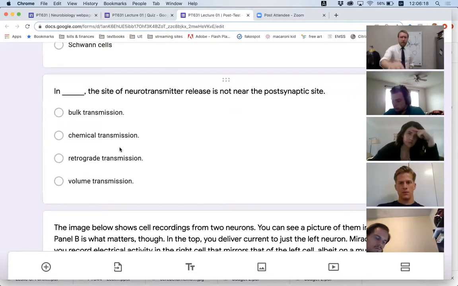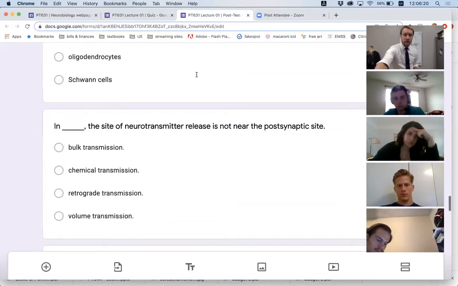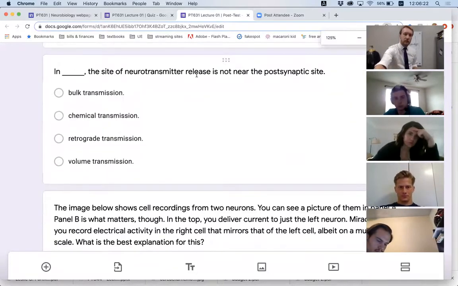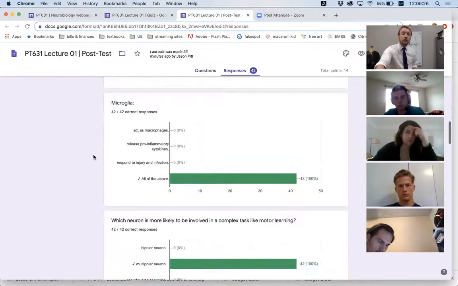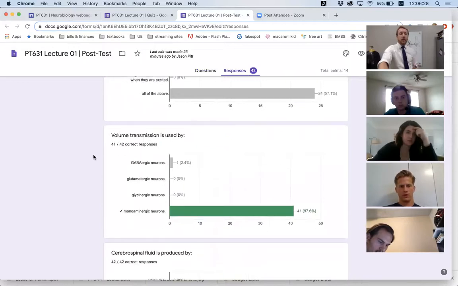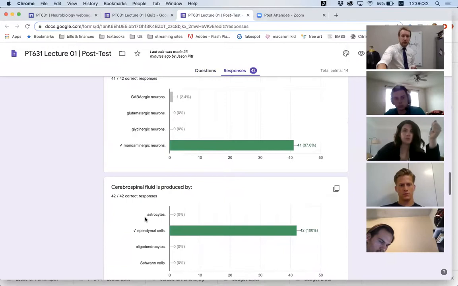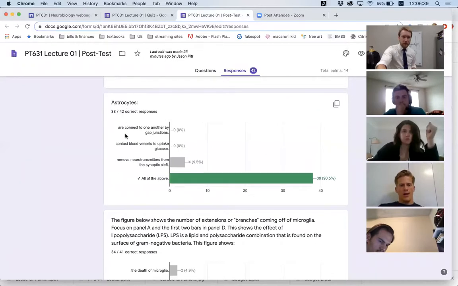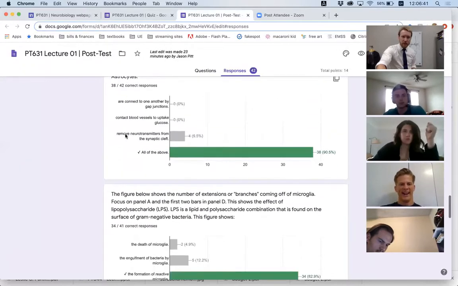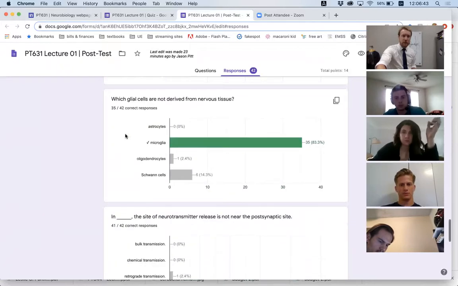Okay, you probably got volume transmission down. I guess I need to take a look. Go. Let's see where we're at. Okay. We want to think monoaminergic for volume transmission. Let's see. CSF. Okay, we got our ependymal cells. Wait, I already did this. Where am I?